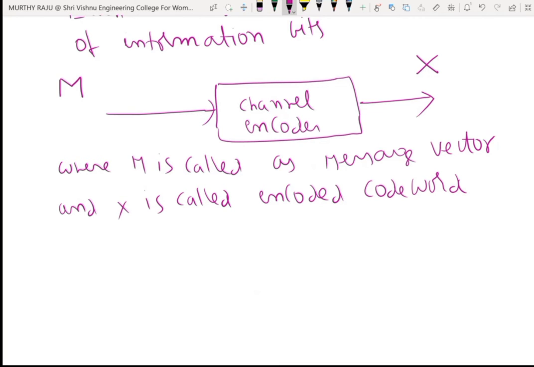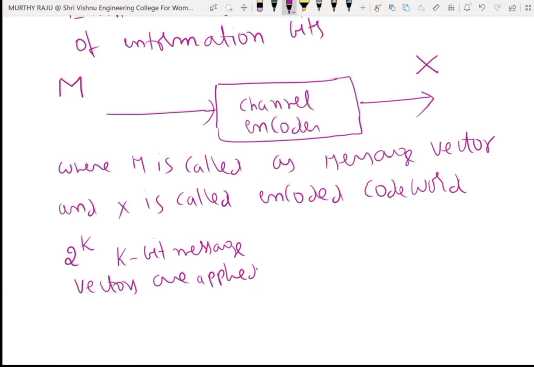2 power k bit messages are applied to the channel encoder at the input side. 2 power k bit message vectors are applied to the channel encoder.